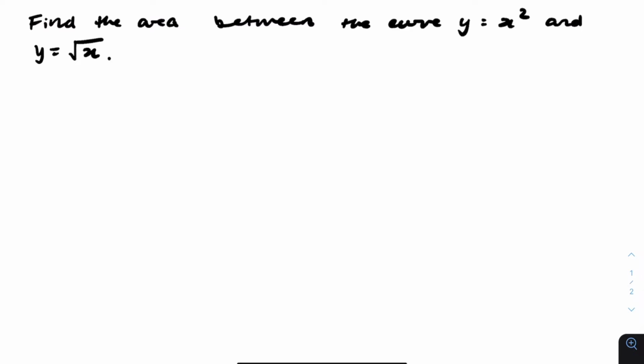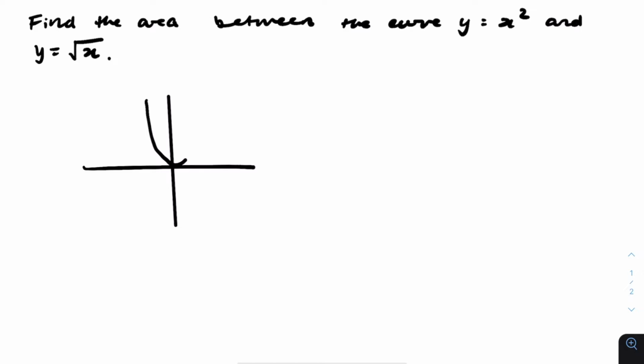Hi guys, so in this video we're going to be learning how to find the area between two curves. So in this example, we have to find the area between the curve y equals x squared and y equals root x. Since we know what they both look like, we can just draw a diagram and represent them and then find the area in between them.